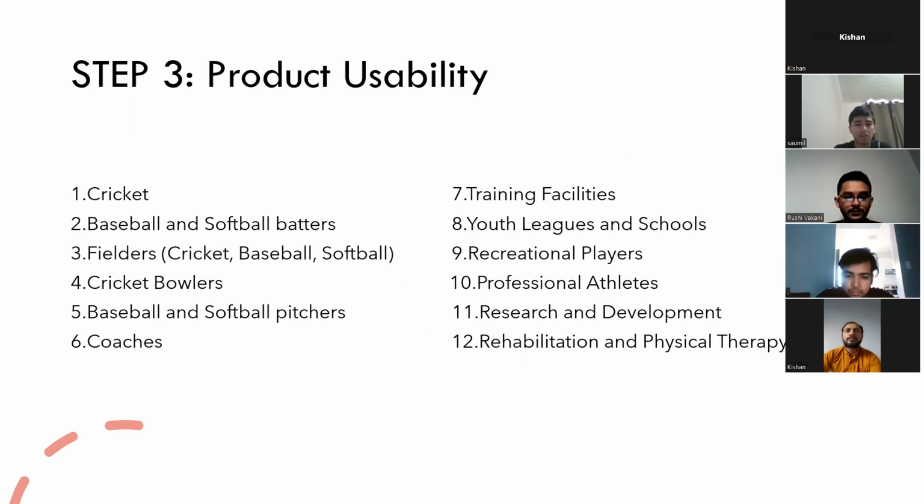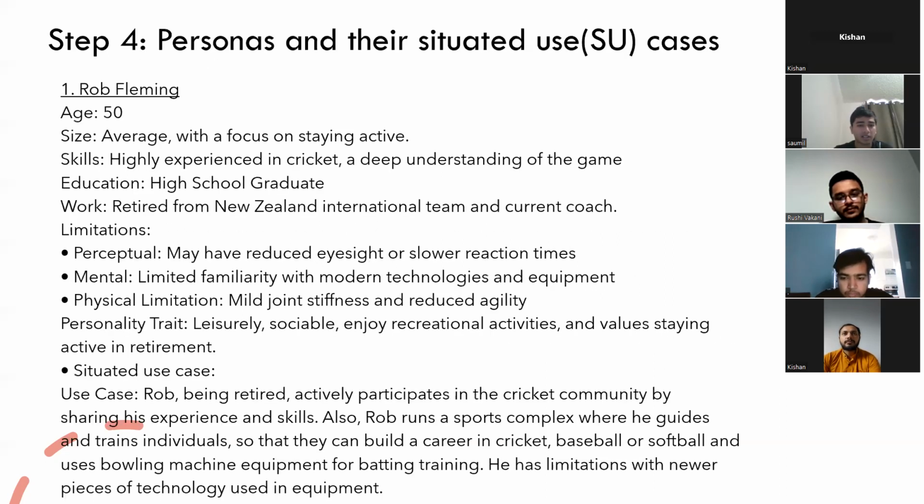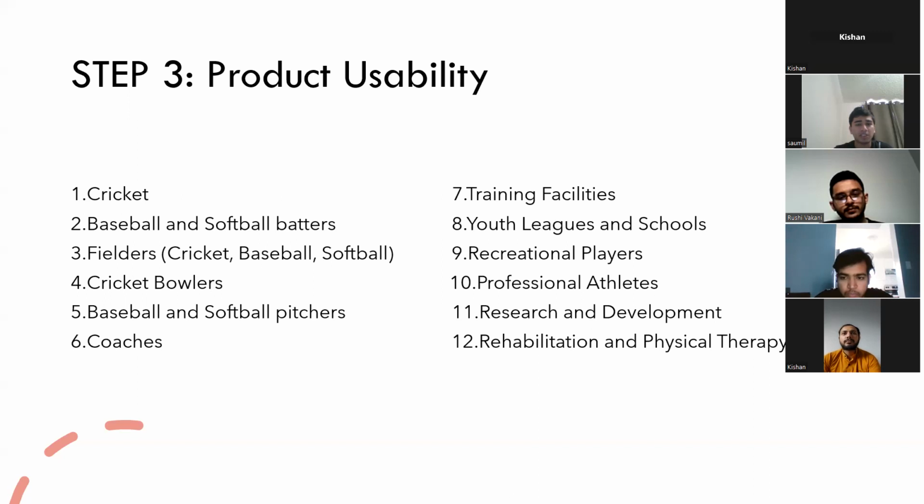The third step was product usability. These machines have a wide range of uses across various sports and depend on skill levels. Here are some categories, like cricket batsmen. They use the bowling machine to practice and refine their batting skills. Others are fielders. They use the pitching machine for catching practice, diving practice, etc. Next is cricket bowlers. They use the pitching machine for their accuracy and to refine their deliveries in different types. And others are training facilities, youth leagues, schools, and recreational players.